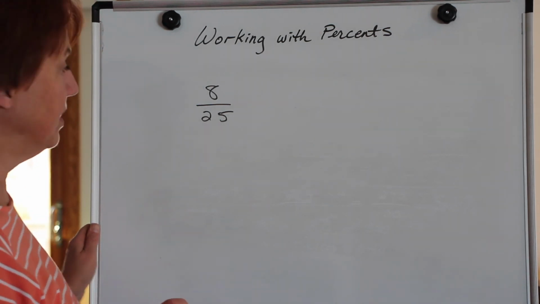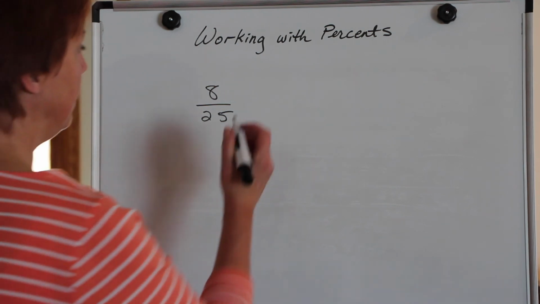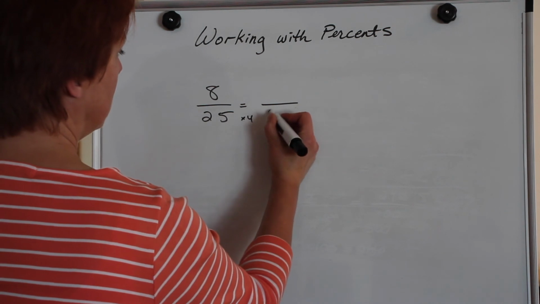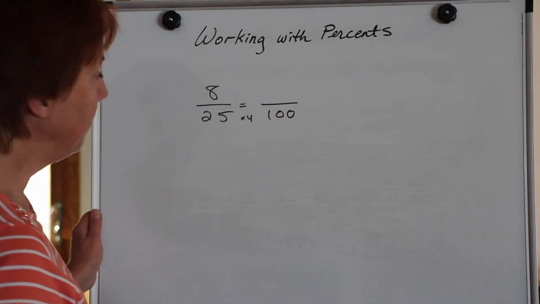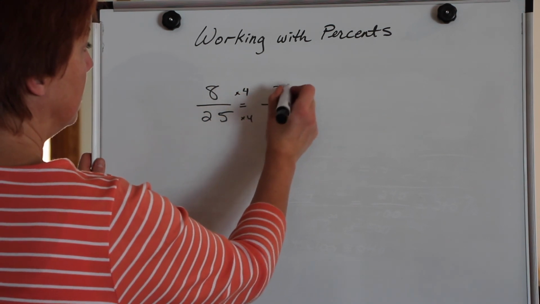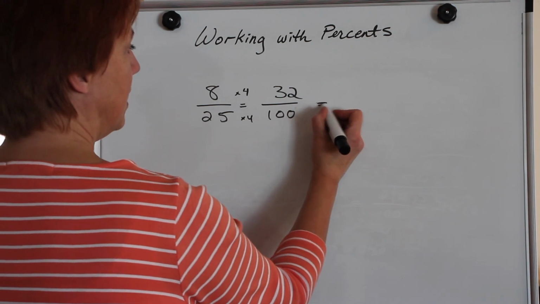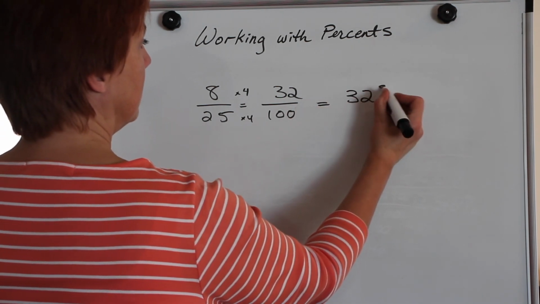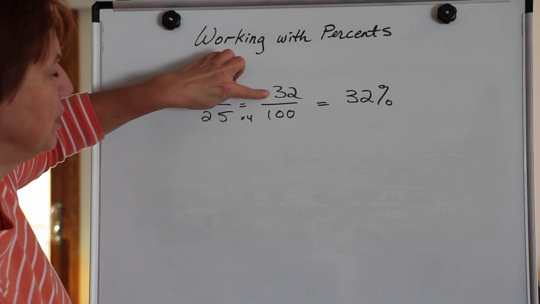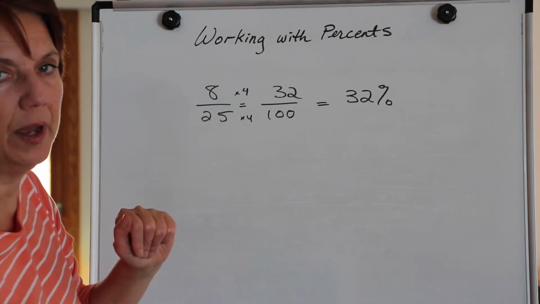So how do we change this into a percentage? Well, what we can do with this one is we can make the 25 be 100 by multiplying it by 4. Okay? So if we multiply that by 4, we get 100. And we have to do the same thing to the top, which gives us 32. And once a number is standing on 100, you have your percentage. This literally says 32%, but we shorten it to look like this, okay?